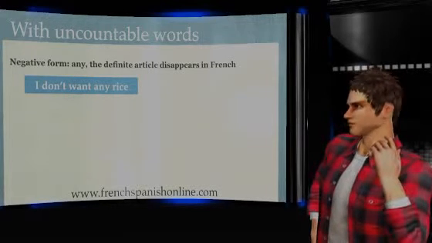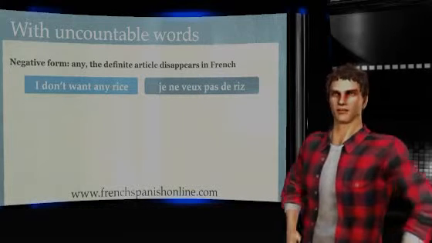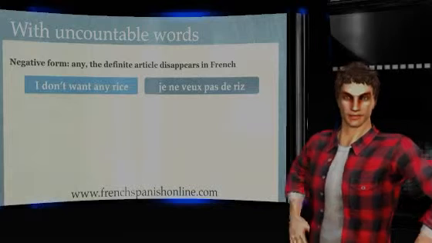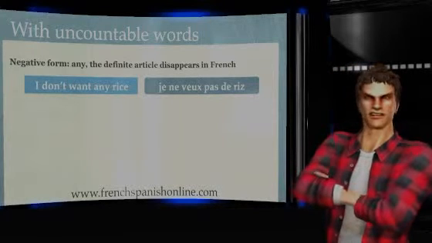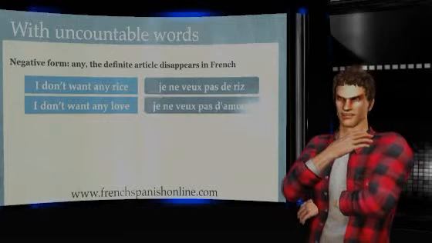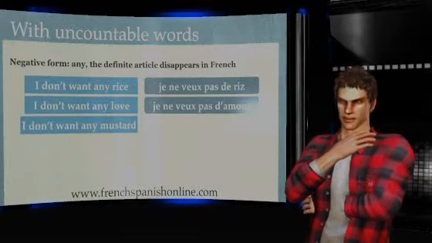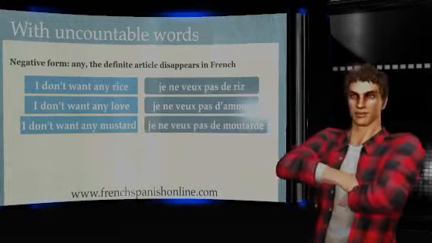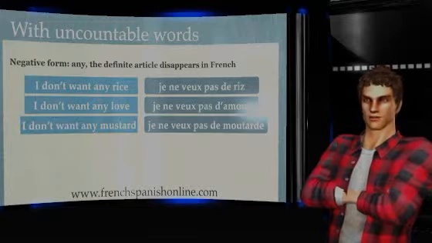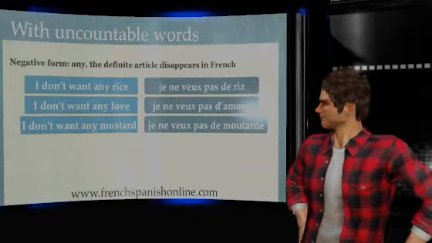So if you say, for example, I don't want any rice now, in French you will say je ne veux pas de riz, because in the negative there is no definite article. Je ne veux pas de riz. I don't want any love. Again, je ne veux pas d'amour. I don't want any mustard. Je ne veux pas de moutarde. So we don't say je ne veux pas de la moutarde. No, we say je veux de la moutarde, but we say je ne veux pas de moutarde.